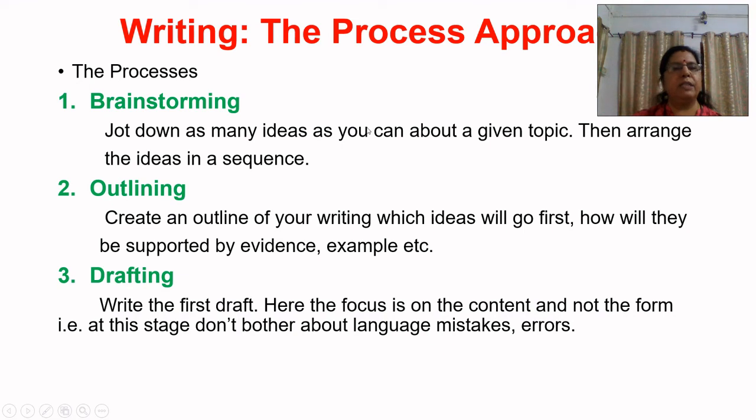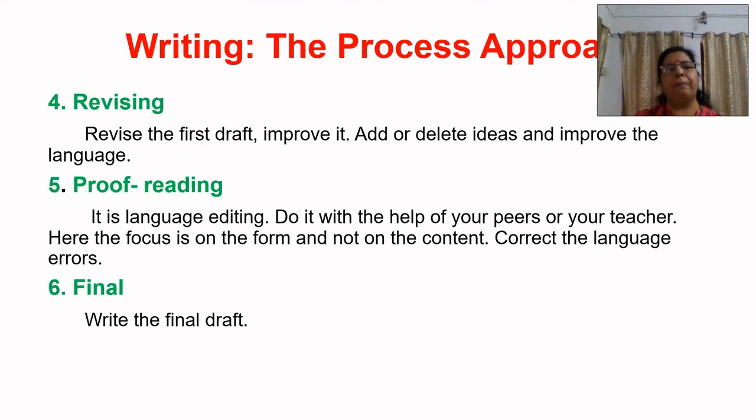Brainstorming. In the brainstorming session, we jot down as many ideas as we can about a given topic, and then we arrange the ideas in a sequence. In outlining, we create an outline for our writing, that is, we decide which ideas will go first, and how they will be supported by evidence, examples, etc. Then we write the first draft. Here the focus is on the content, not the form. That is, at this stage we will not bother about language mistakes or errors.